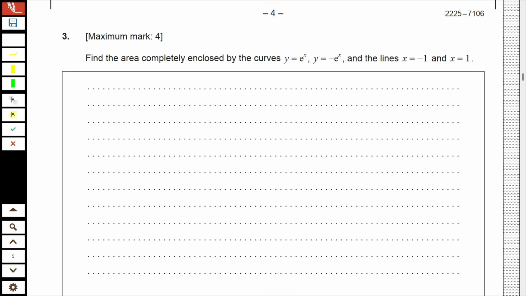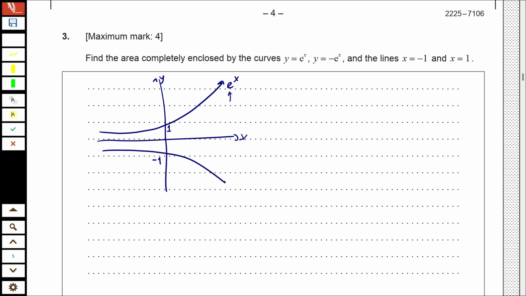Question 3. Find the area completely enclosed by the curves y equals e to the power of x and y equals minus e to the power of x, and the lines x equals minus 1 and x equals 1. So I will draw these functions, and I know that e to the power of x is an exponential function which passes through 1 on the y-axis, and minus e to the power of x is a reflection of the first function about the x-axis, right? So it's going to be in this graph, and then we know the line x equals minus 1 and the other line x equals 1, and we are looking for the area in here.